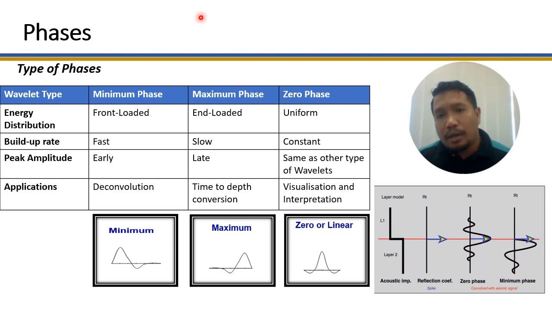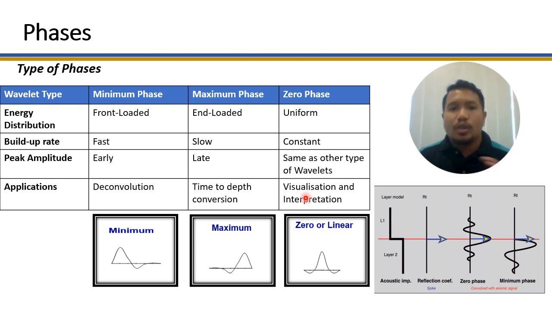In terms of build-up rate, the build-up rate of a wave is the rate at which the amplitude of the wave increases. Minimum phase has the fastest build-up rate, followed by maximum phase, and then followed by zero phase. In terms of applications, maximum phase is used in a variety of applications, such as time to depth conversion in seismic data processing, while minimum phase is widely used for deconvolution processes, and zero phase is used for visualizations and also interpretations.